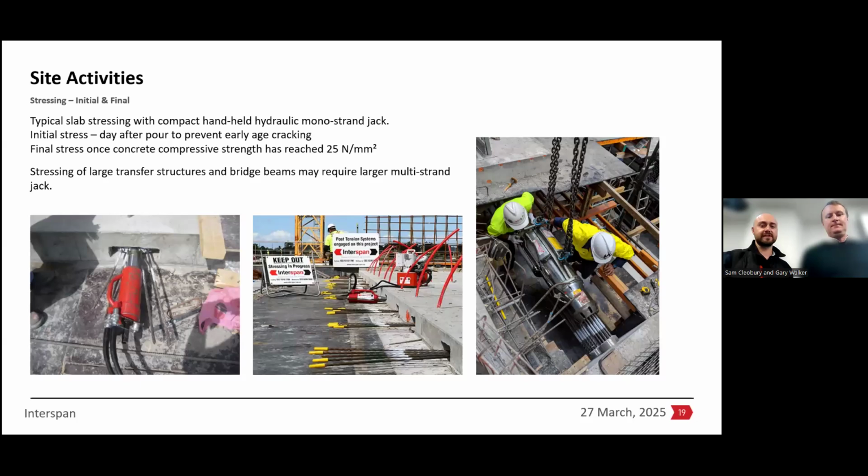And here's just some images of the stressing operations. Typically, the type of things that we're stressing are these flat tendons with a monostrand jack, and this is very much the arrangement. We can see the spray marks on the strands, so those are sprayed before they're stressed, and then we can measure them there. We've got a measurement to take.